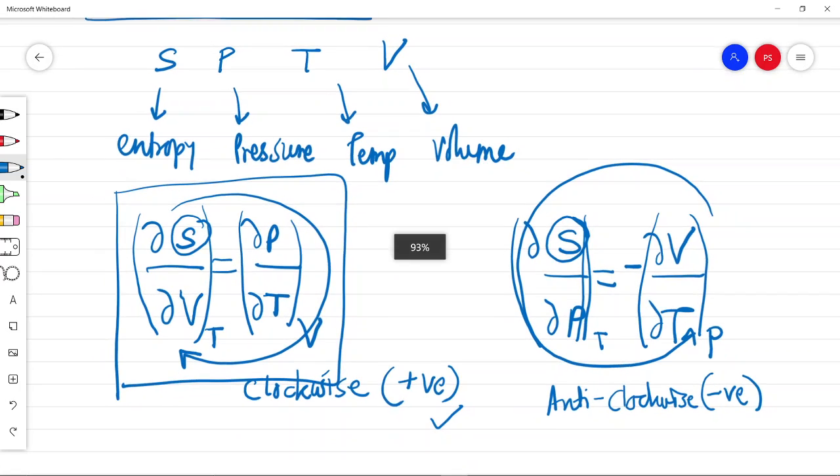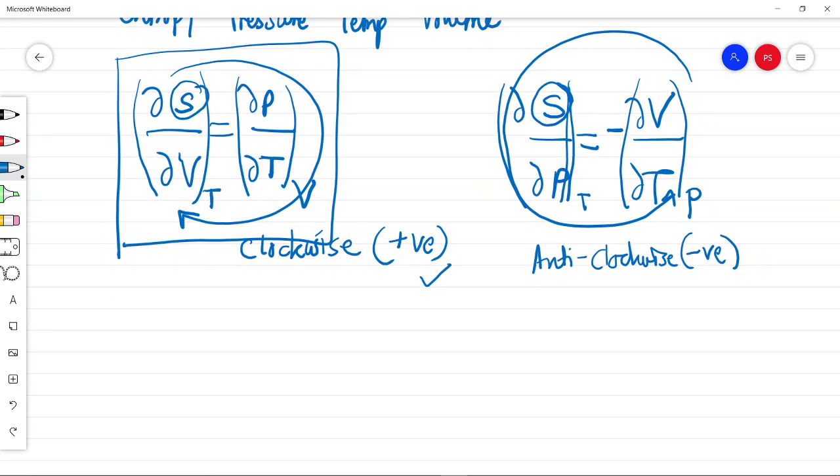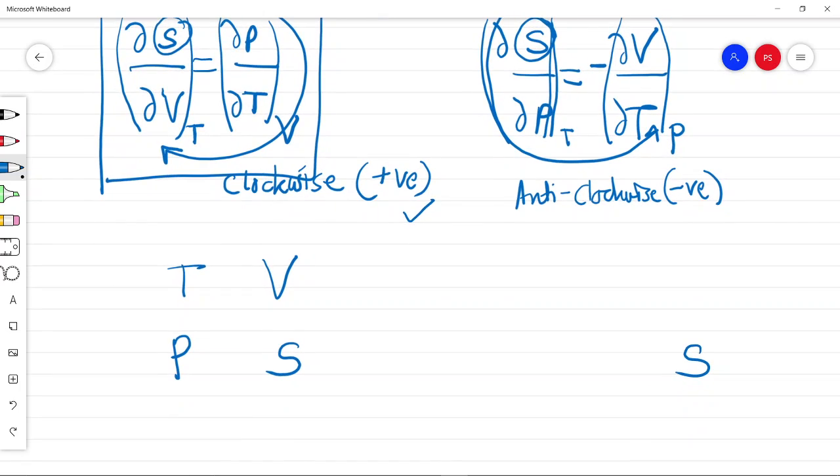So these two relations were written by starting from S, and S is written in the upper left corner. Now let us try the same thing by writing S in the lower left corner. So S can be written here, and if we go clockwise, we write it as S, P, T, V, and if we go anti-clockwise, we write it as S, P, T, V. We have to do a similar thing.